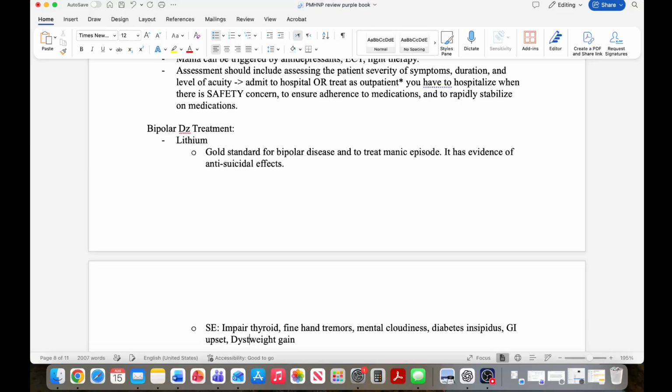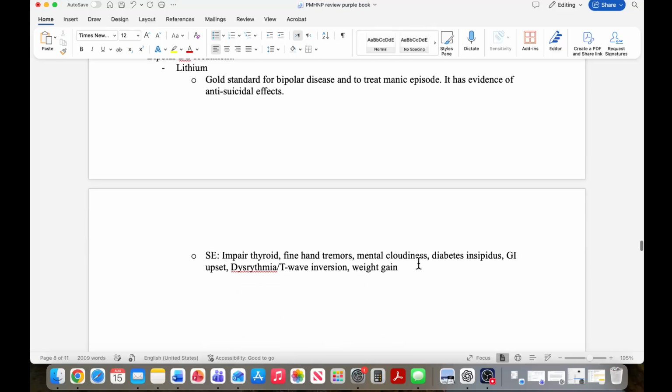But also it causes dysrhythmia. Think about it. Salt and T-wave inversion. This is kind of important. And then weight gain and leukocytosis. Okay, so you need to know lithium side effects, because I'm sure there are contraindications. Not everyone can take it. If someone already has dysrhythmia in their heart, they're not going to just take lithium, you know.